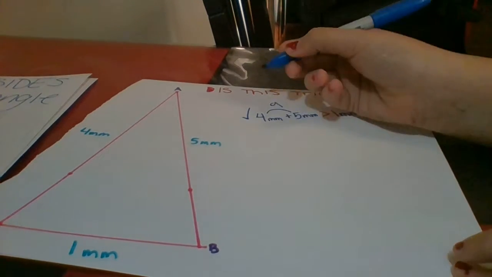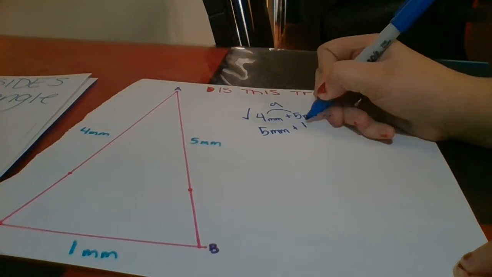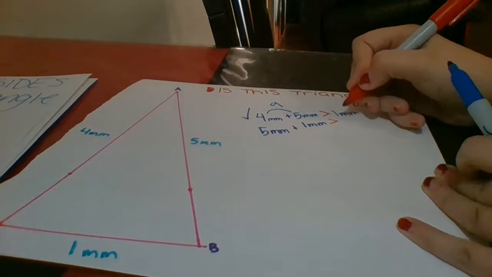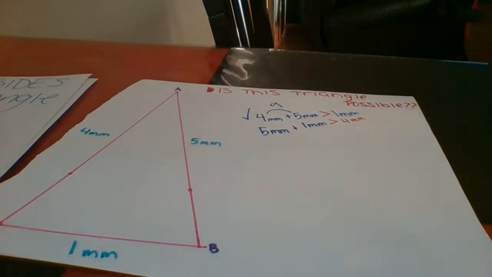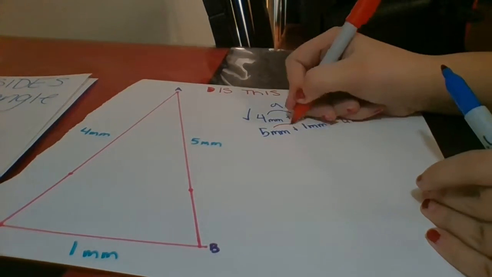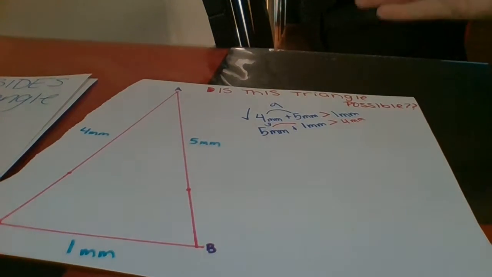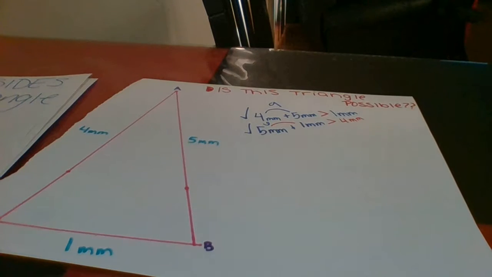Then we're going to do 5 millimeters plus 1 millimeter and see if that is greater than the 4 millimeters. If you look at those two numbers, they add up to 6, meaning it is greater than the 4 millimeters side. So we're going to put another check by that, stating that it is possible.